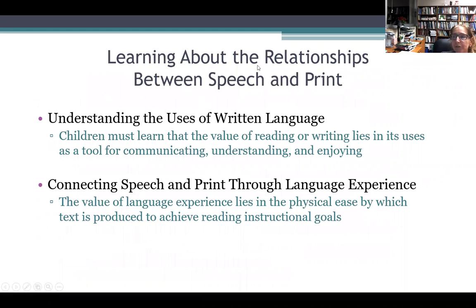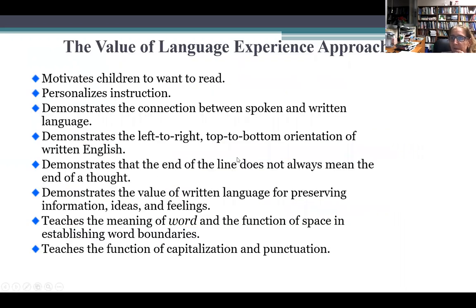Activities that help students learn the relationship between speech and print. It takes a while, but all of a sudden students get it. The words that we say out of our mouth are those same words that are on the paper, that at one time were just a bunch of symbols that meant nothing. So these are things that you can do.